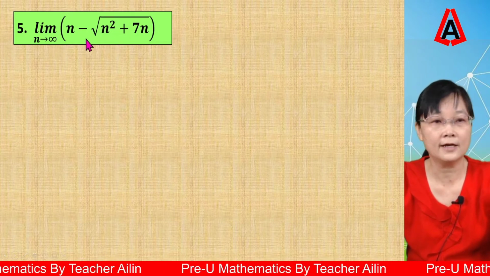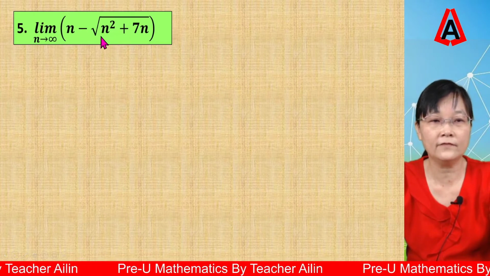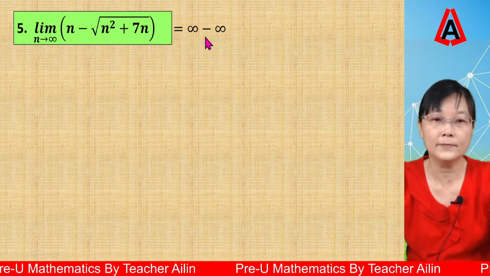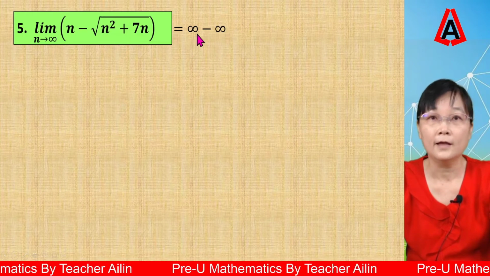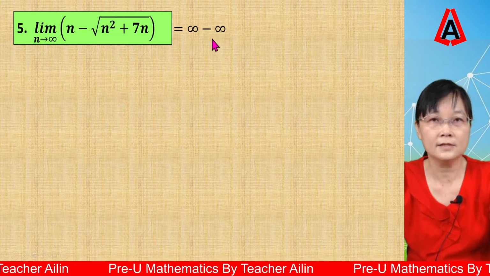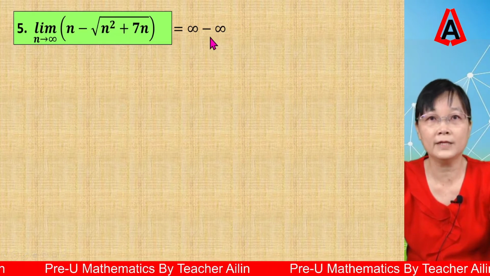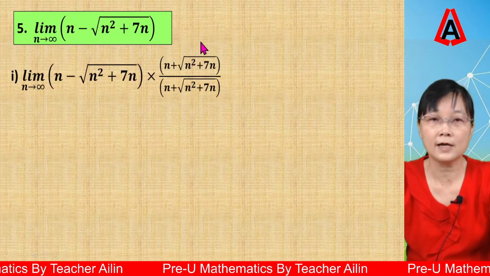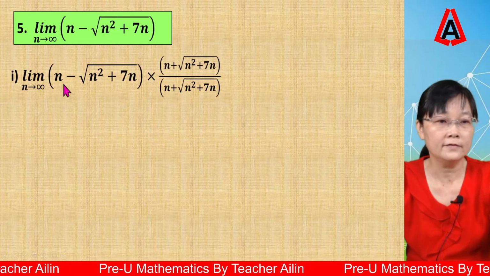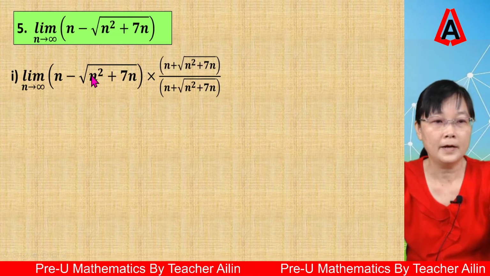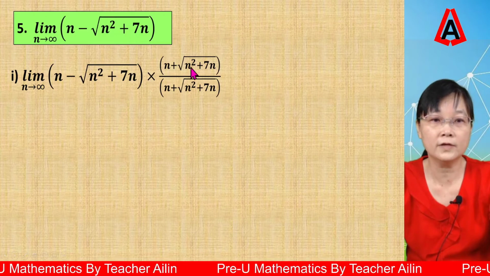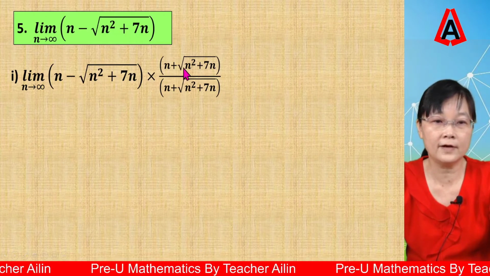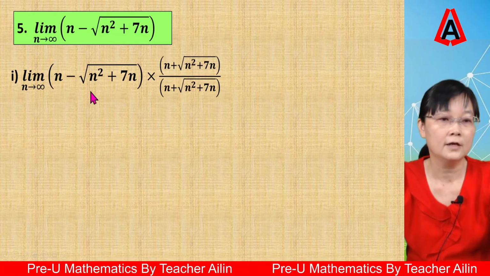So for the first time, I substitute n with infinity. Then I find that the answer is infinity minus infinity. Infinity minus infinity is also another type of indeterminate form of limit. So I'm going to use another method. I found that n minus the square root is the conjugate of n plus the square root. So now I divide the function with the conjugate.